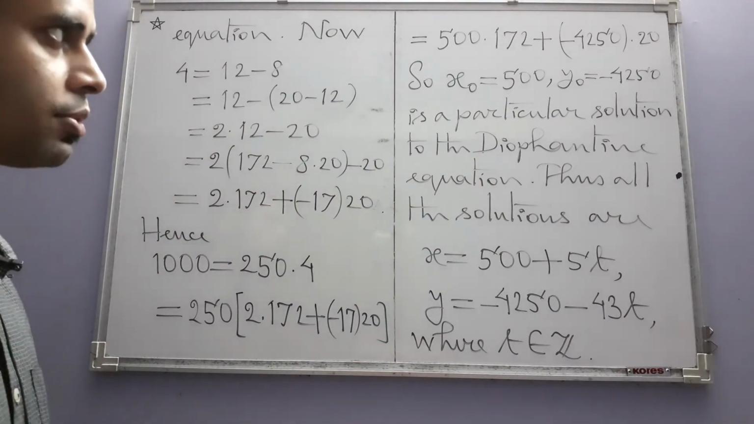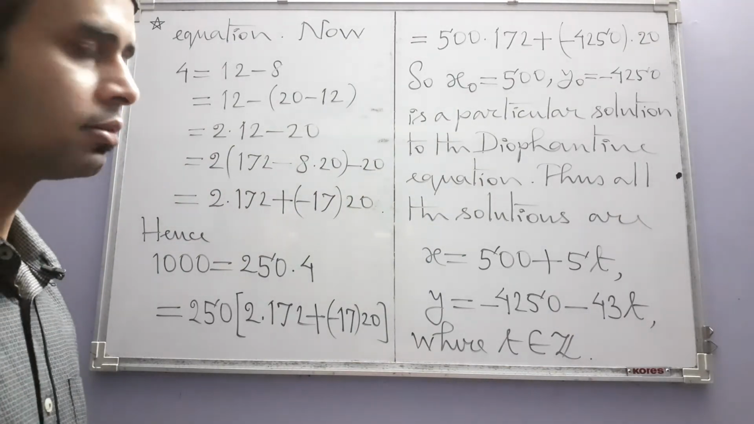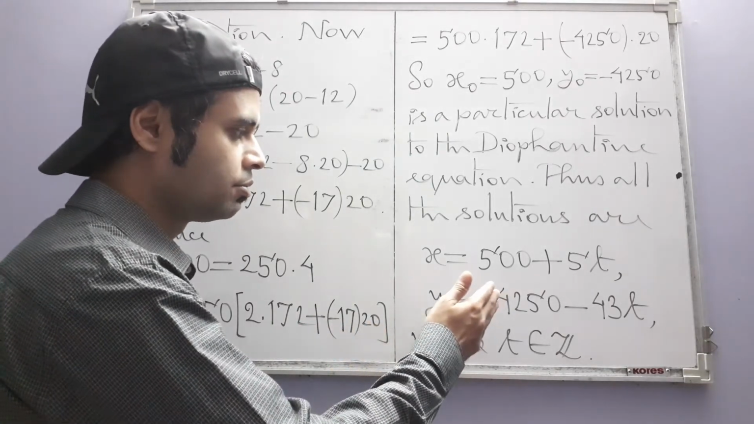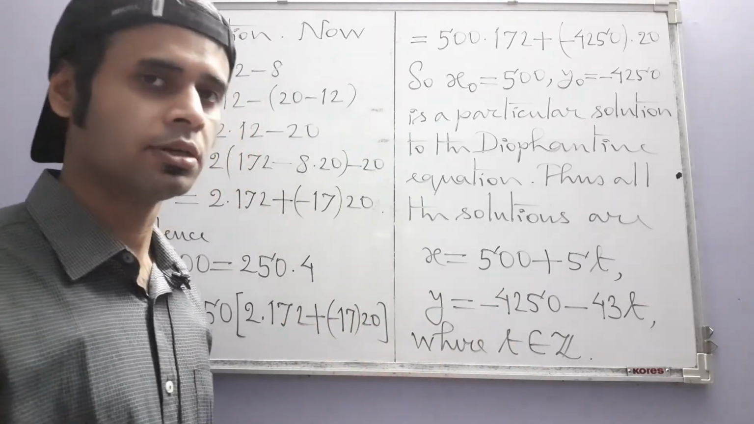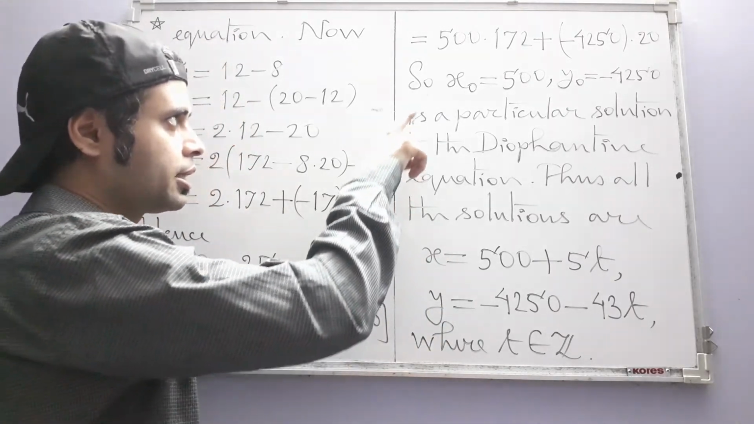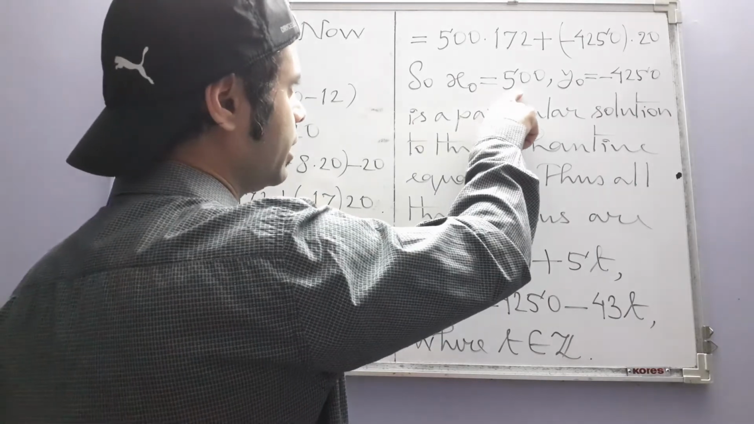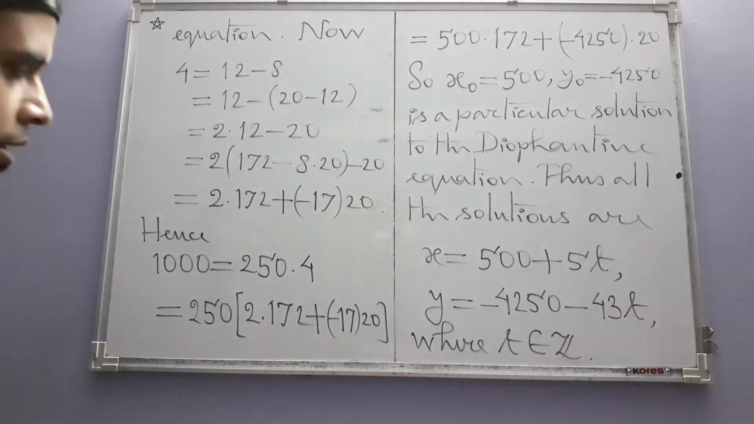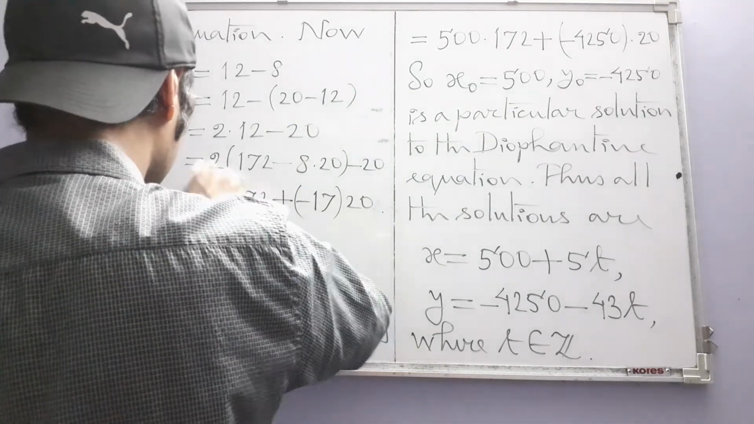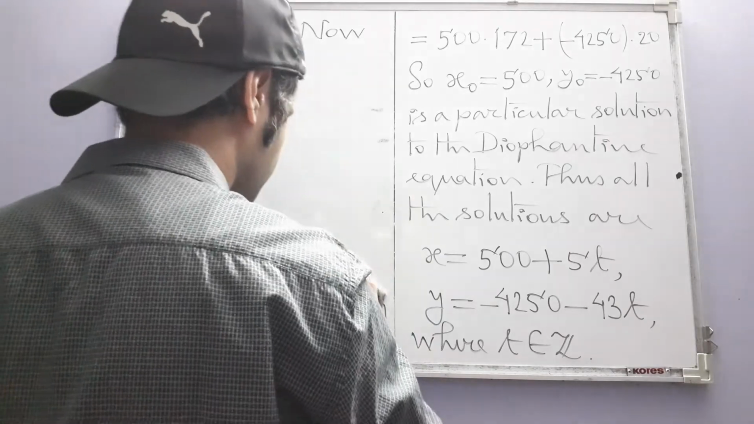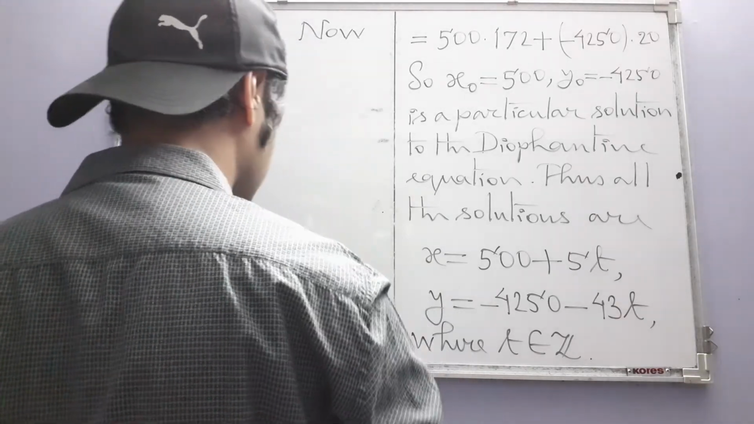Now one may of course be interested in still a further restriction where one wants a positive solution, where both x and y are positive integers. Note that in this particular solution x naught is positive but y naught is negative. So we are now going to see if that is possible, whether there is in fact a positive solution where both x and y are positive.